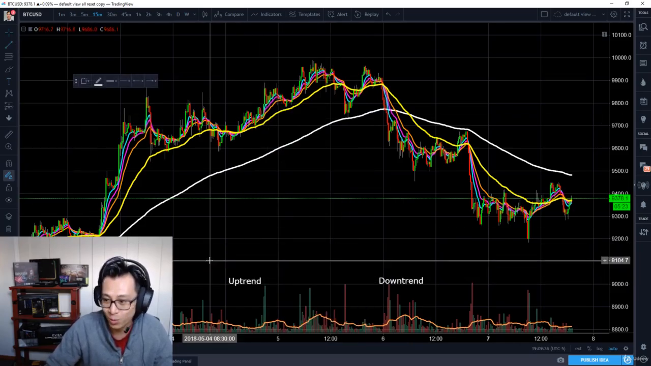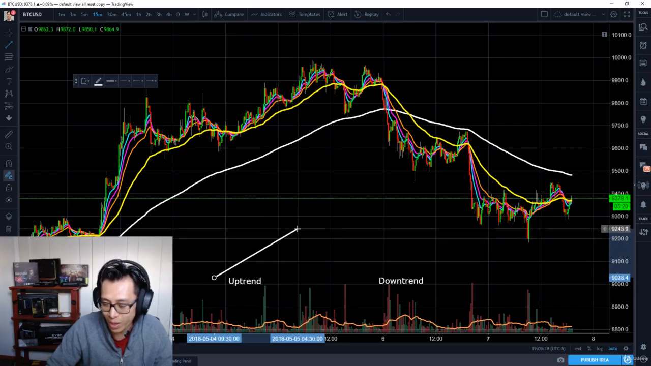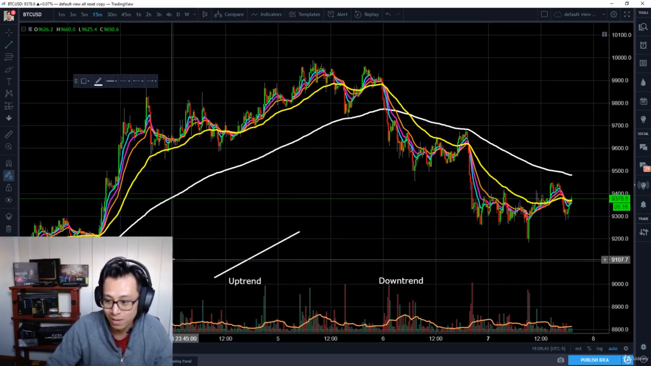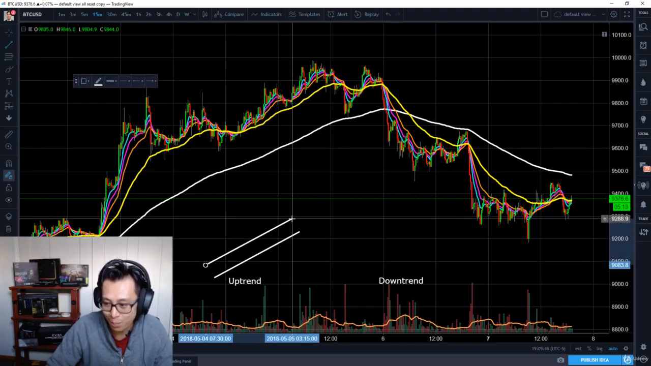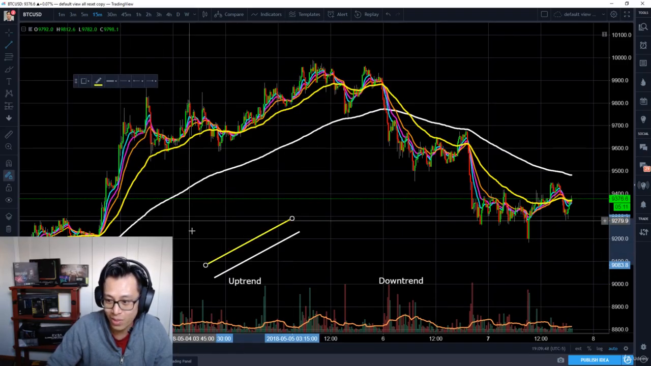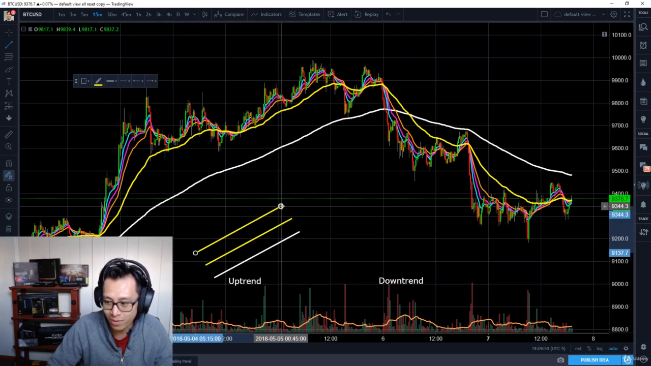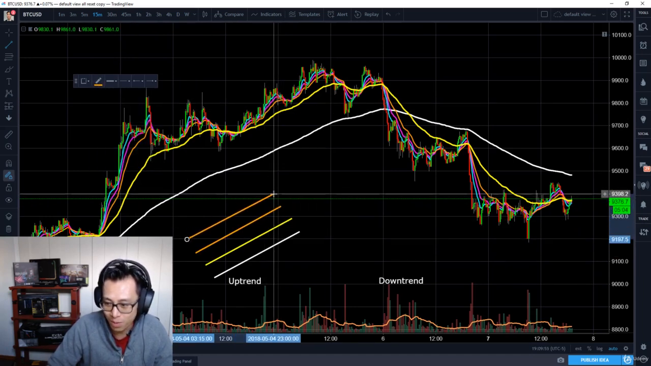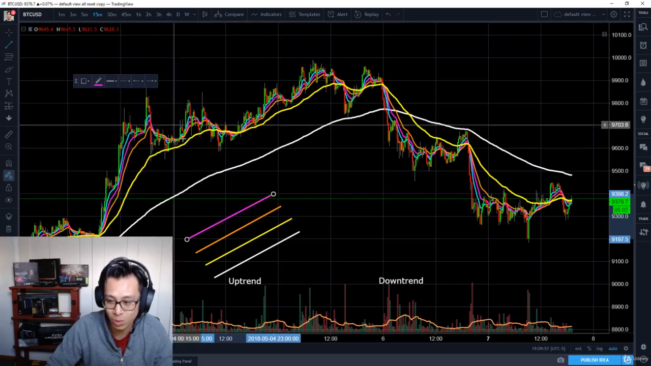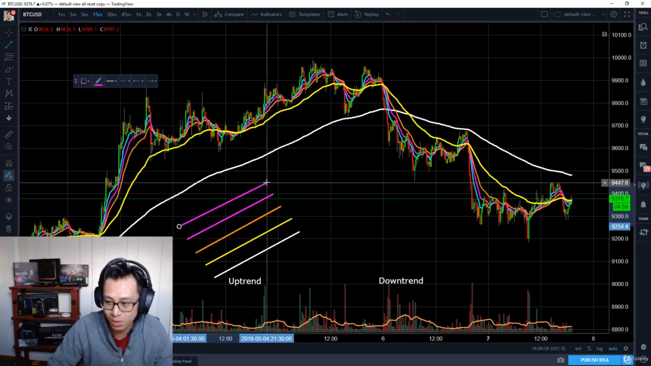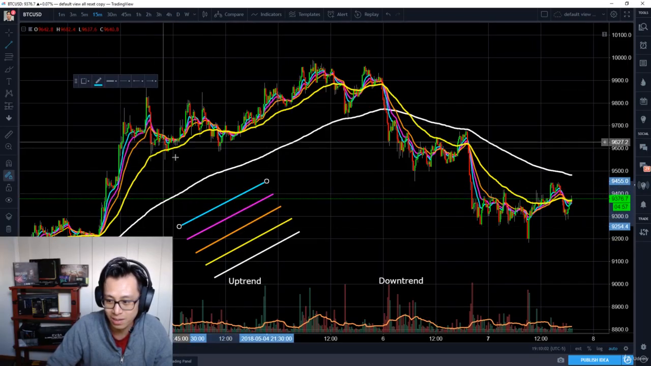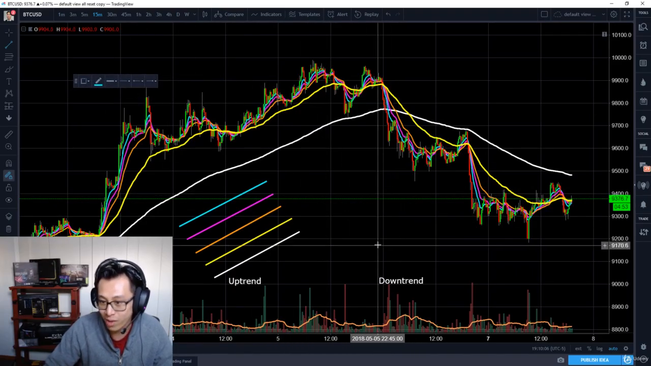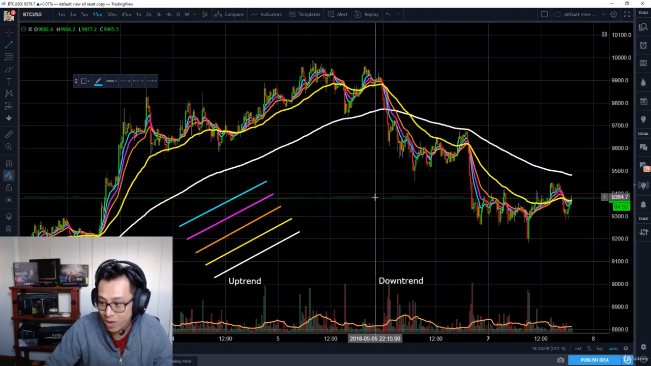Okay, so we see that on an uptrend, the white line is below, and then we see the yellow line above it, right? And then we see the orange line, for example, and then we see the purple line, which is now the 21, and then finally we see the blue line, which is the 8, like that. But if we look at it on the downtrend, what we see is the other way around, okay?